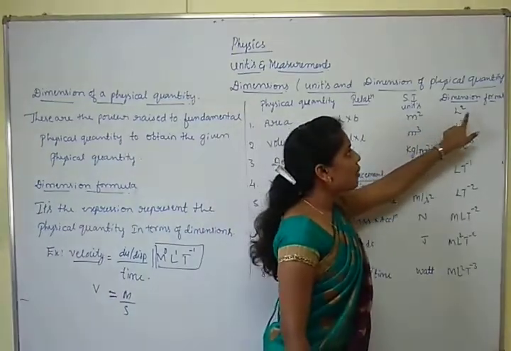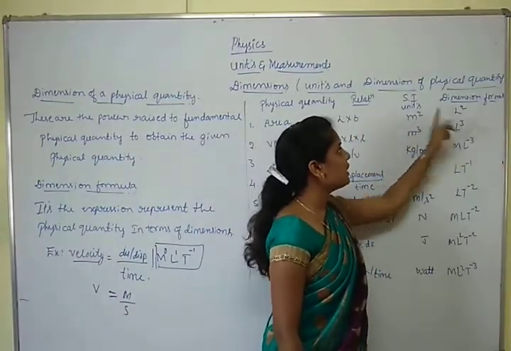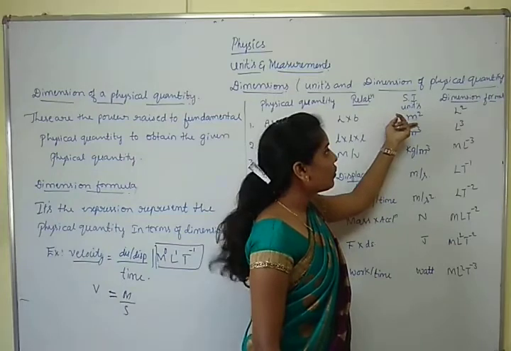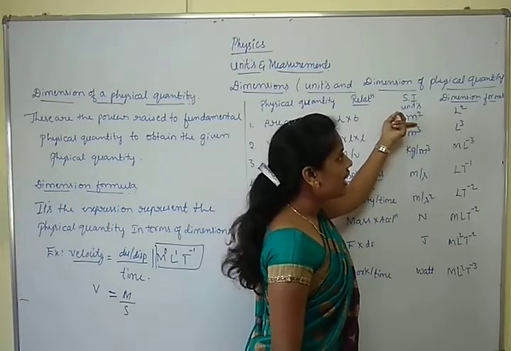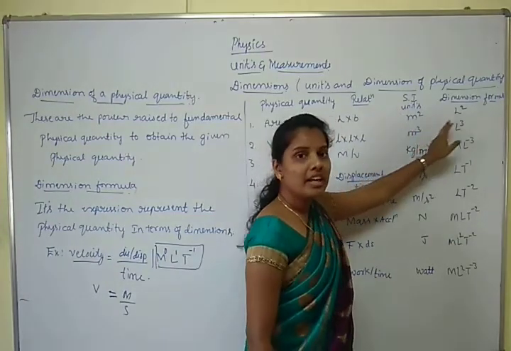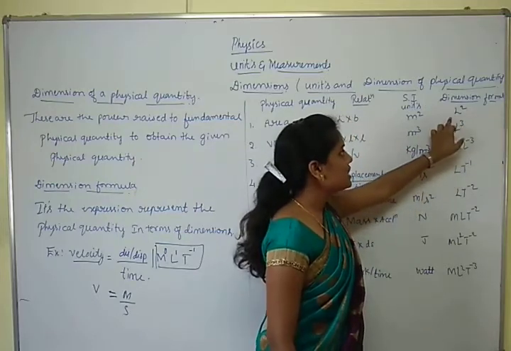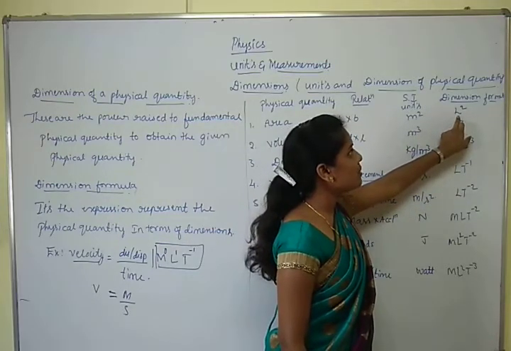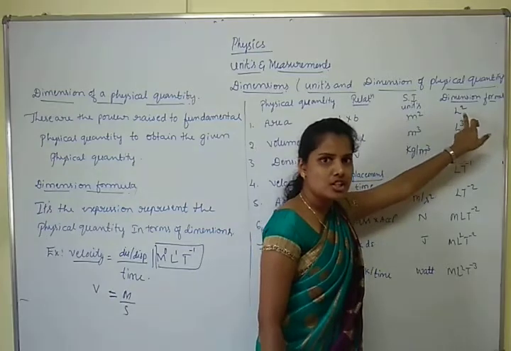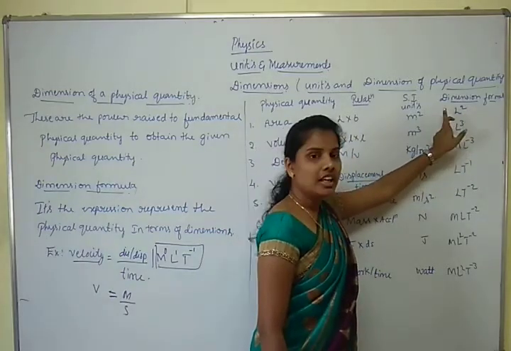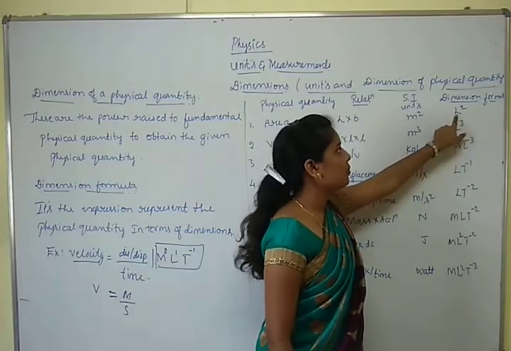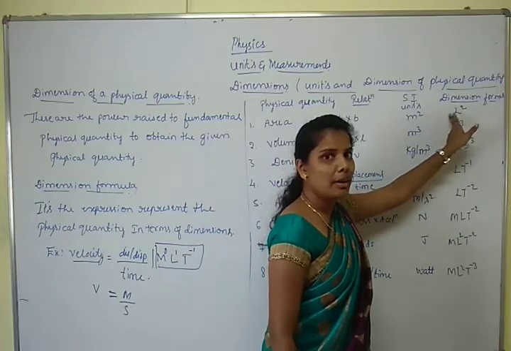Then the dimension formula of this is L square, because only meter square is there, only length. M and T are 0. Therefore, we simply write the dimension formula of area as L square. No need to write M and T here because there is no quantity of M and T.